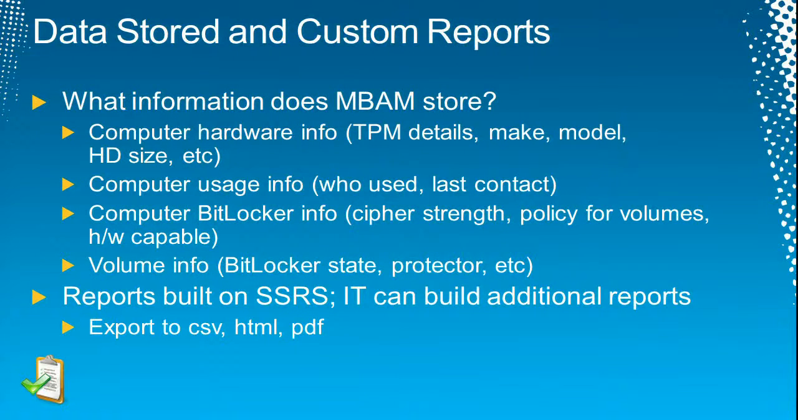Overall, MBAM stores a pretty decent amount of information. We store computer hardware information, TPM details, make, model, hard drive size, a bunch of other information that you can create your reports off of. Computer information: who last used the machine, or who's using the machine, what's the last contact time that the agent has actually checked in so we know what that status is. We also help you determine the computer's BitLocker info, cipher strength, policy for volumes, is it hardware capable or not, and of course the volume information. What is that BitLocker state? What protectors are being used?